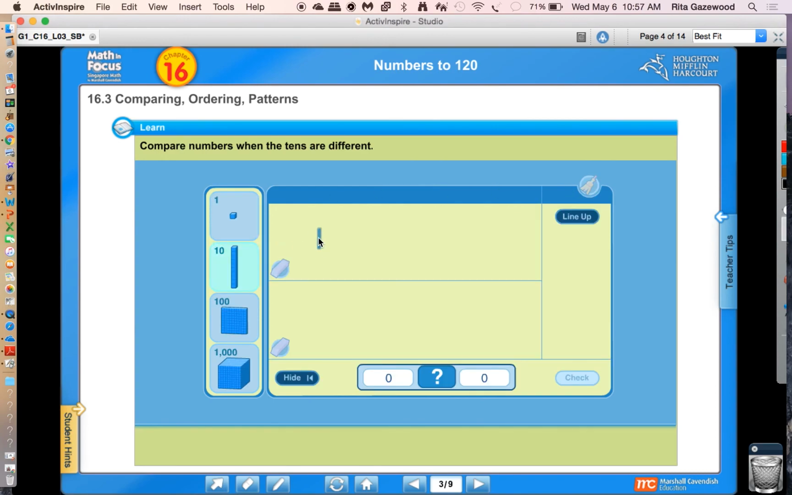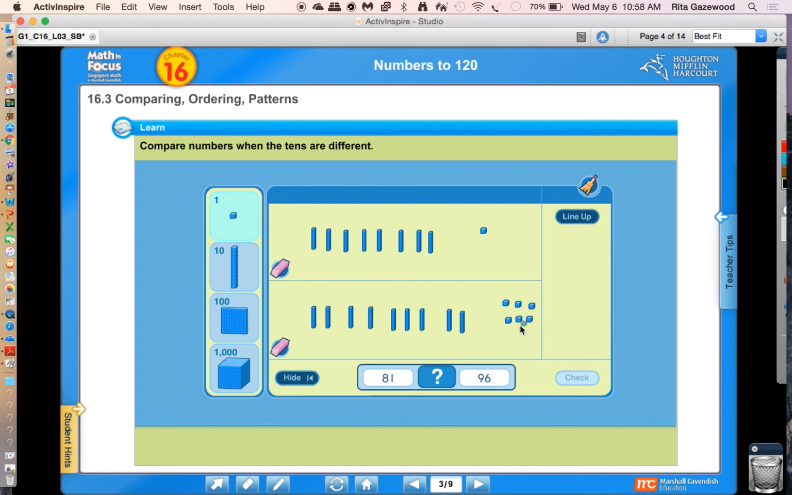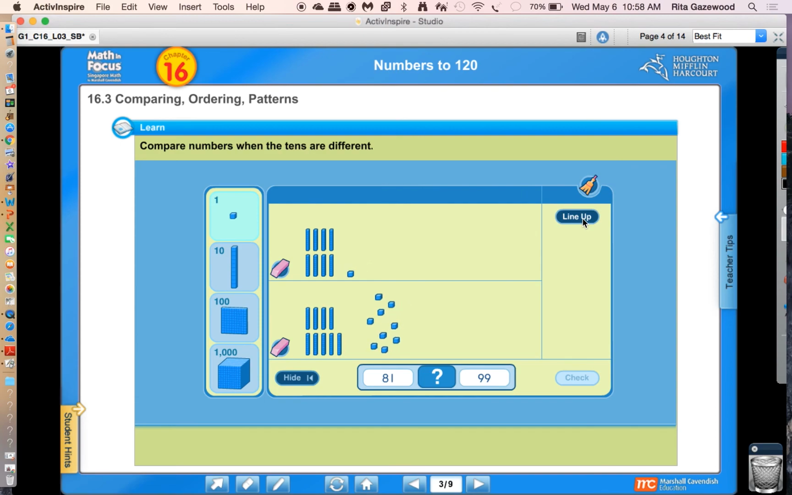Let's do another comparison. Should we do a nice big number? I have 8 10s and 1 1. I'm just doing lots of 10s. 9 10s and 9 1s. So I have 81 and 99. I'm going to line them up. So which one has more? Can you tell by looking?